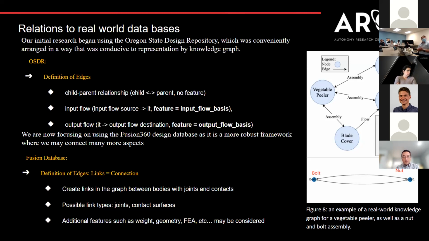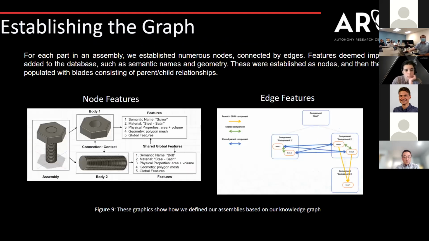So instead of this, we're now focusing on the Fusion 360 design database, and it's a much more robust framework, and we can connect many more aspects. So you can see for us, the definition of edges, which are the connections, which are links in the graphical bodies between the joints and contacts. We've also been looking at possibly doing some other joint and contact surfaces there as well. Additional features such as weight, geometry, finite element analysis, et cetera, those could be considered as well.